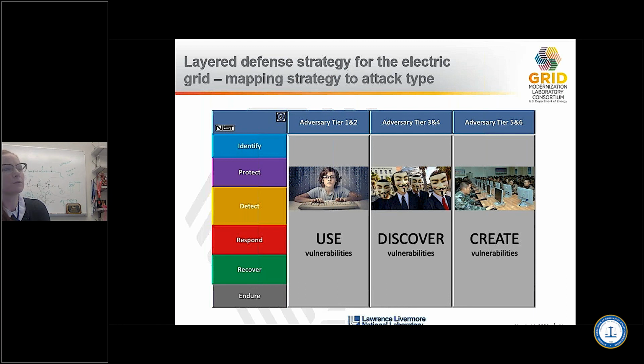Adversary tiers 3 and 4 are the people that are a little more serious. They really are looking for the vulnerabilities. They're not just using ones that are known and publicized. And then we get up to the 5 and 6, or the people that don't need those vulnerabilities to be known. They can create them themselves. So when we talk through the different tiers here also, if you step on one, and the different technologies we can use to support that.